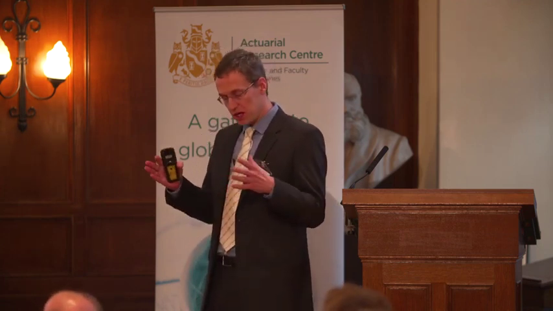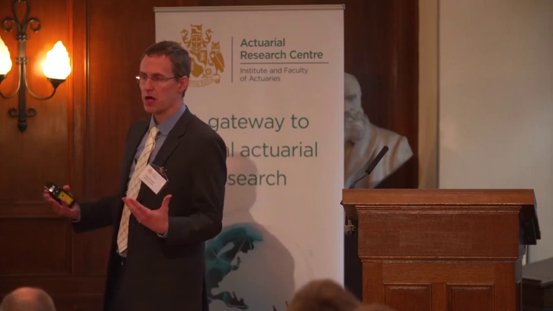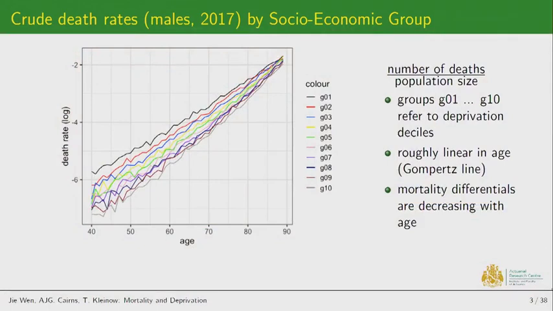And of course, these groups were not formed with a view towards mortality or mortality modeling or anything like that. These groups were formed by the ONS as a general way of describing differences in the deprivation level in the population of England. Nothing to do with mortality. But when we look at the mortality data which are available for those groups, then we find that there's an almost perfect ordering. Yeah? So the least deprived, they have the lowest mortality, the most deprived have the highest mortality.